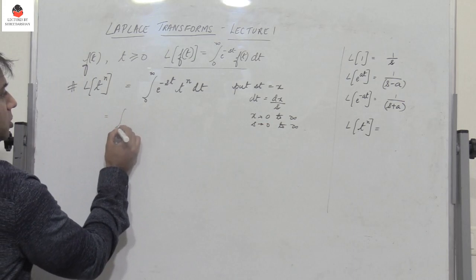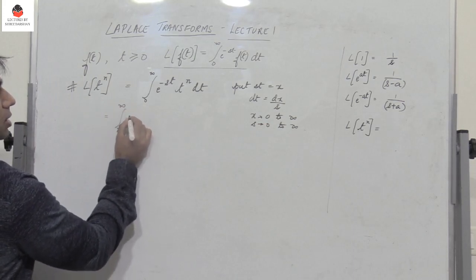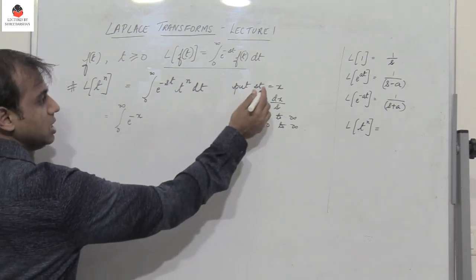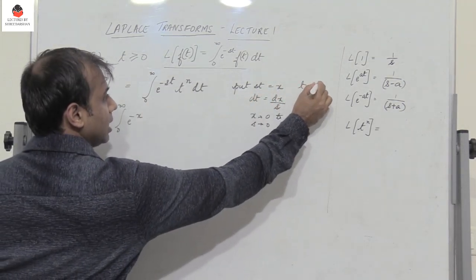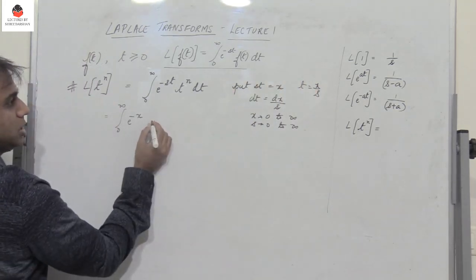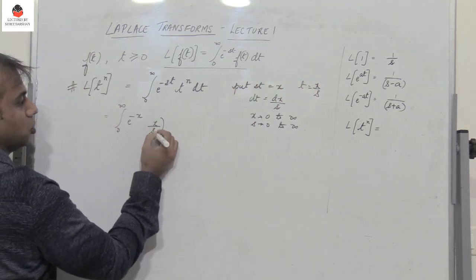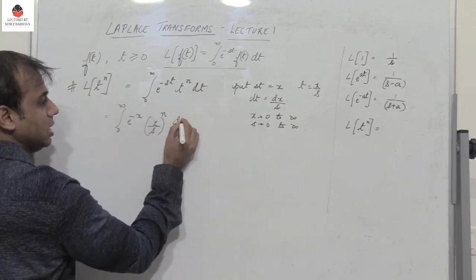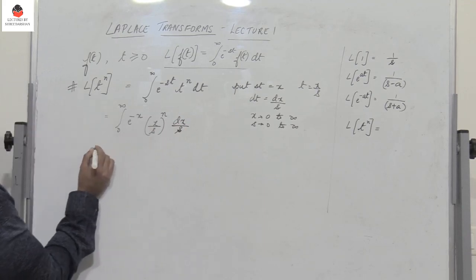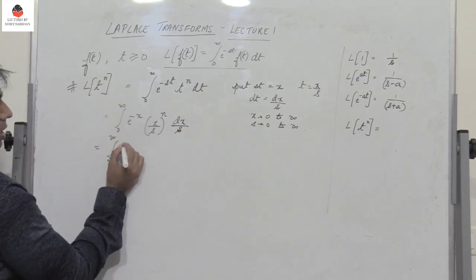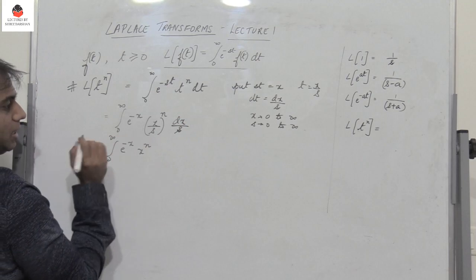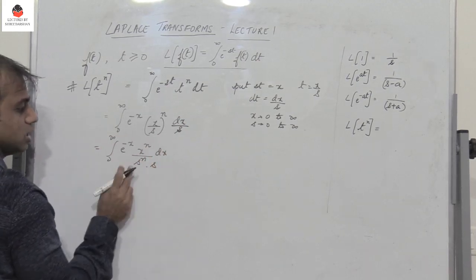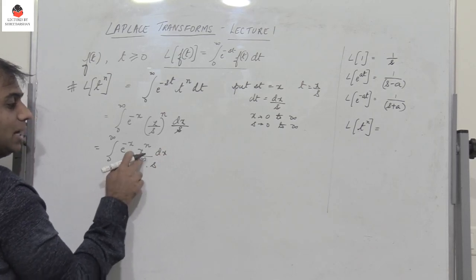So you have the integral from 0 to infinity of e power minus x. So st is equal to x. What is t? t is x by s. So t is (x by s) whole power n, and dt is dx by s. So this is the integral from 0 to infinity of e power minus x, x power n. Here you have s power n into s dx. So what is s power n into s? It is s power n plus 1.